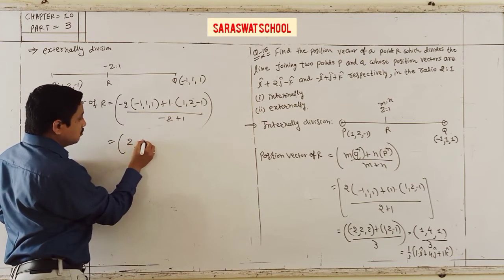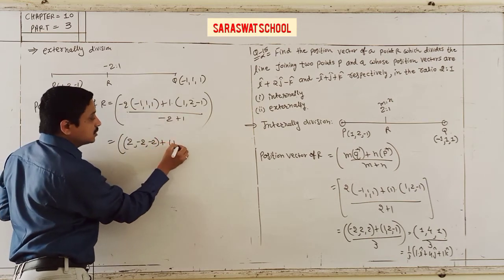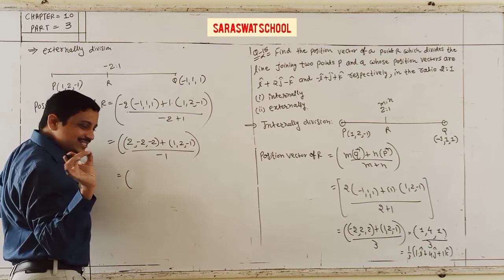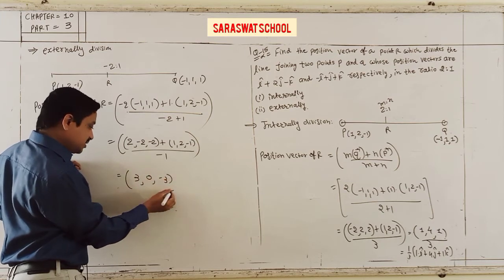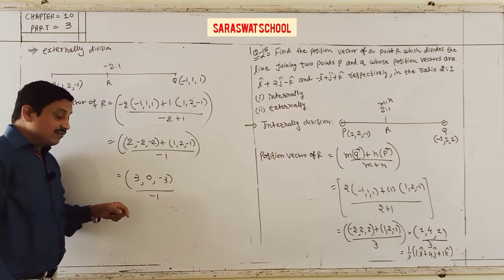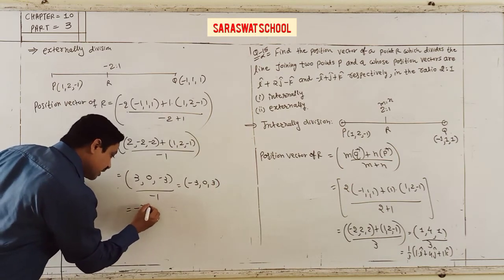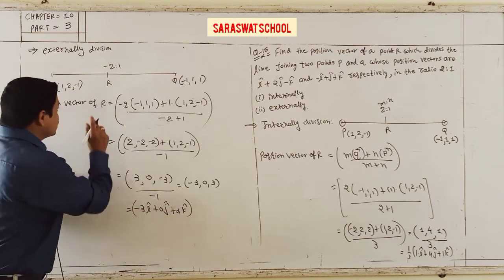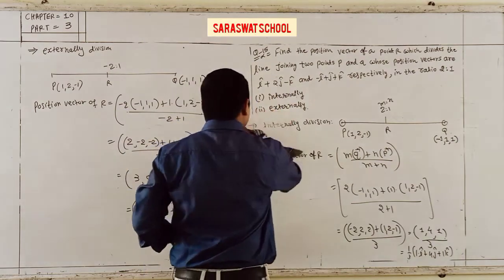So these are the products: 2 minus 2 minus 2, plus 1 2 minus 1, by minus 1. Now adding both, 2 plus 1 is 3, minus 2 plus 2 is 0, and minus 2 plus minus 1 is minus 3. Again 3, 0 and minus 3. Now dividing by minus 1, we get minus 3, 0, 3. So minus 3i, 0j and 3k. That's your position vector of R. Students, easily done.